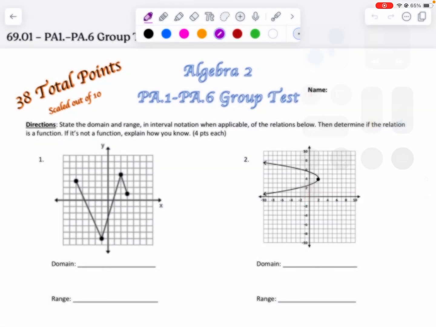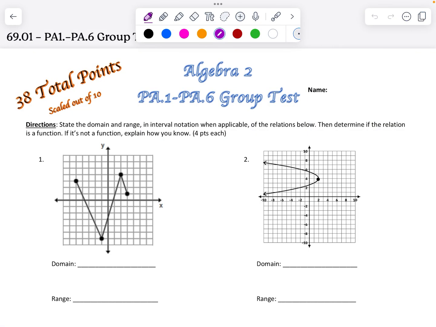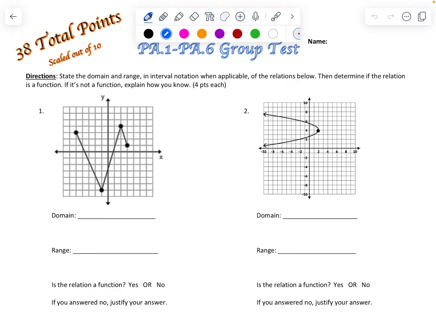All right, hello everybody. Here is your video key for your group test for PA.1 to PA.6. First, we're looking at domain and range.